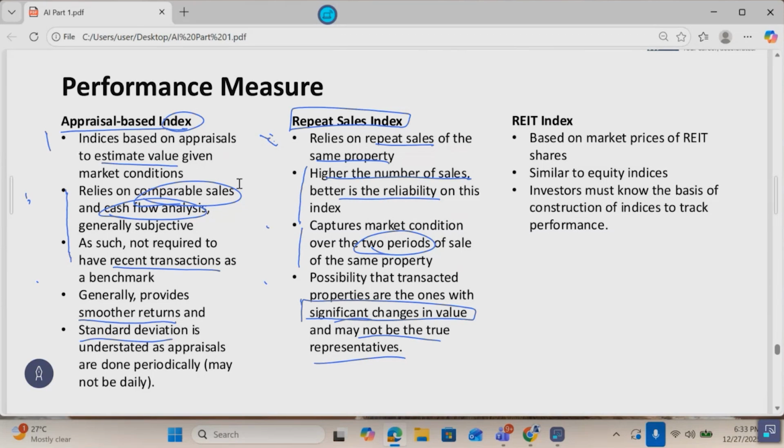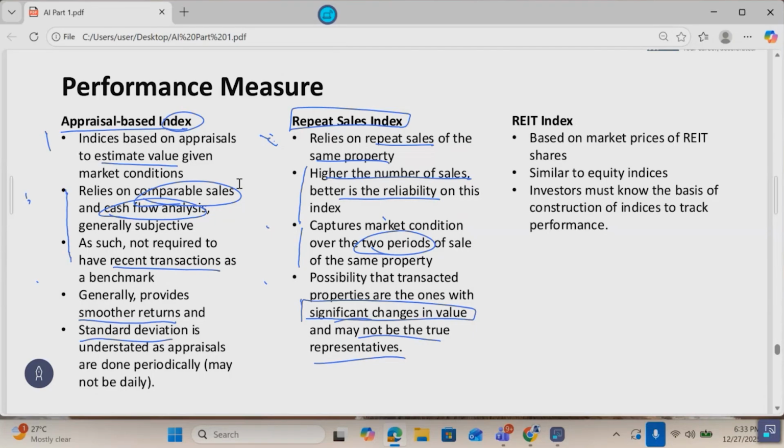So repeat sales means that if a property was sold multiple times in the last 5 years, a higher repeat number will give you a better representative value. Here, the reliability is greater if you can see more repeat sales. Obviously, it may not be so reliable in India and Bombay, but in the UK and US it is more reliable because people keep on buying and selling, right?